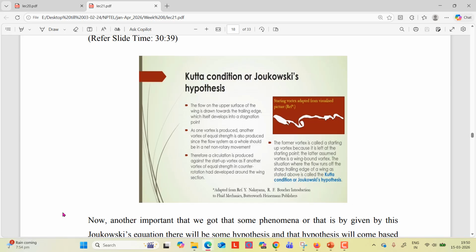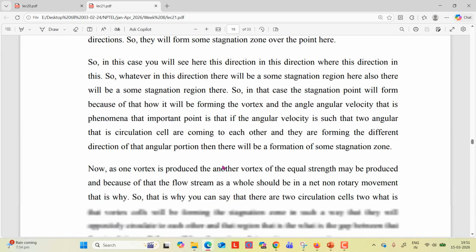The situation where the flow runs off the sharp trailing edge of a wing, as stated above, is called the Kutta condition or Joukowsky hypothesis. Okay, I hope you understand.